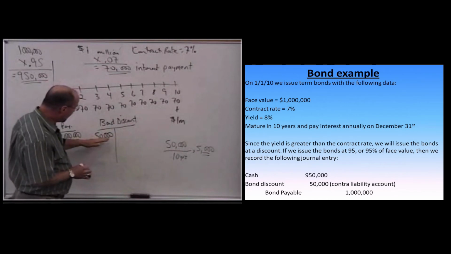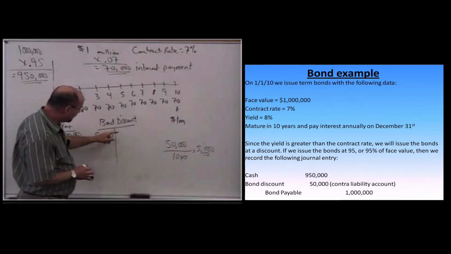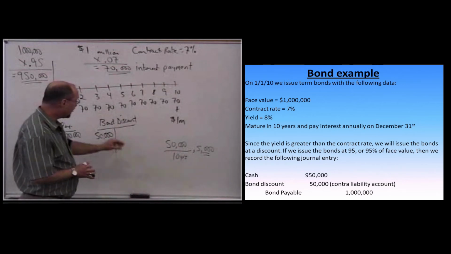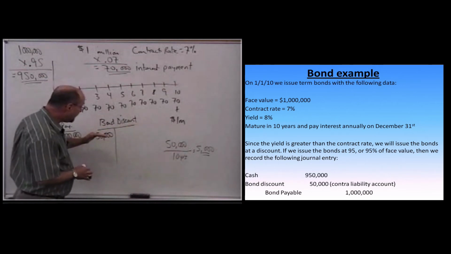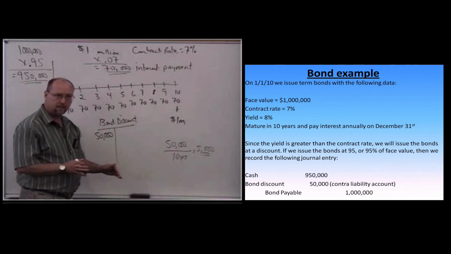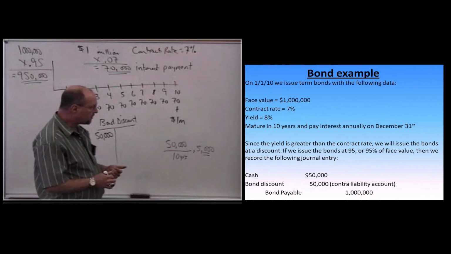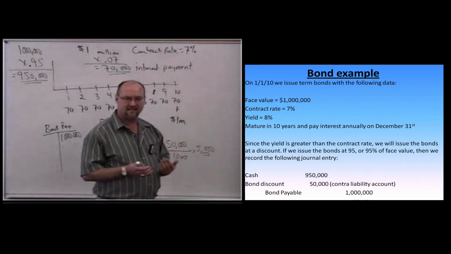Since I have a debit balance, every time I amortize the bond discount, I'm going to credit the bond discount. If it was a premium, which has a normal credit balance, I'd be debiting the bond premium for the amount of the amortization. So this is a good time to ask, well, what exactly is this bond discount?